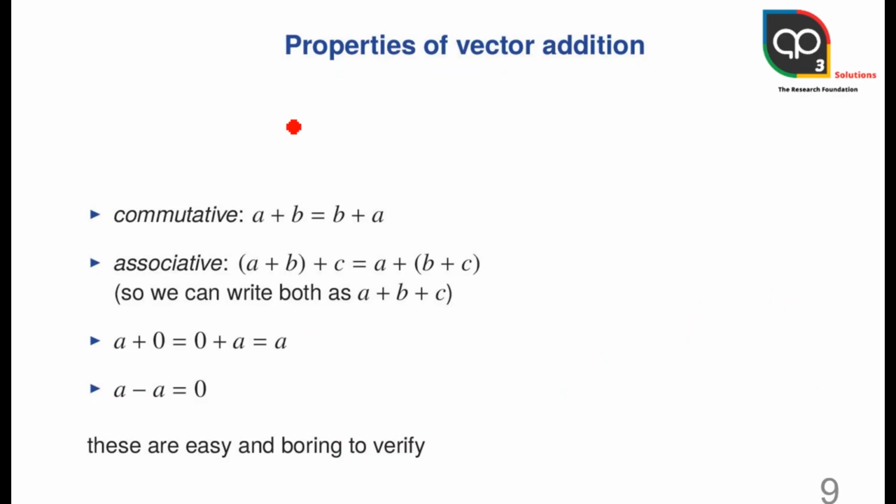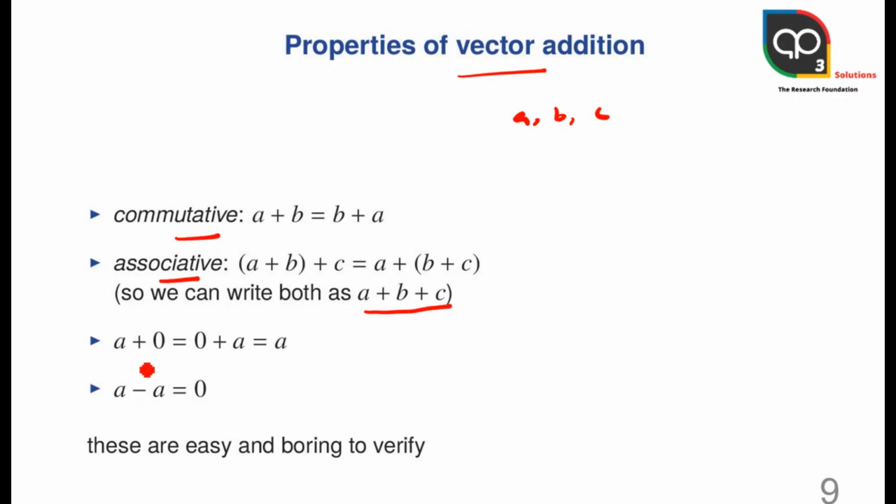Dear friends, there are several properties of vector addition that are easily verified. For any vectors a, b and c of the same size, kindly observe: vector addition is commutative, a plus b equals b plus a. And vector addition is associative, (a plus b) plus c equals a plus (b plus c). We can therefore write both as a plus b plus c.